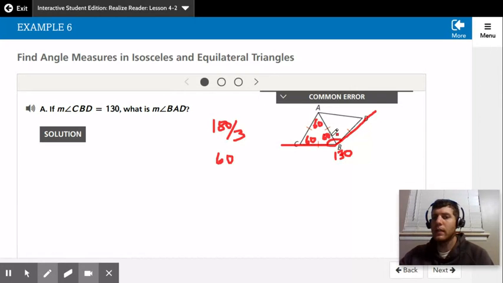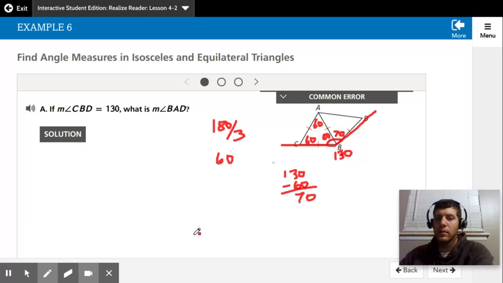So if angle ABC here is 60 degrees, and the whole angle CBD is 130, we can do 130 minus 60, which is going to be 70. So we know the measure of angle ABD here has got to be 70 degrees. Okay, and then this triangle here, triangle ABD, is an isosceles triangle.